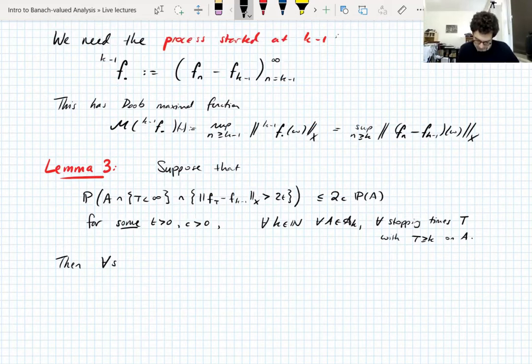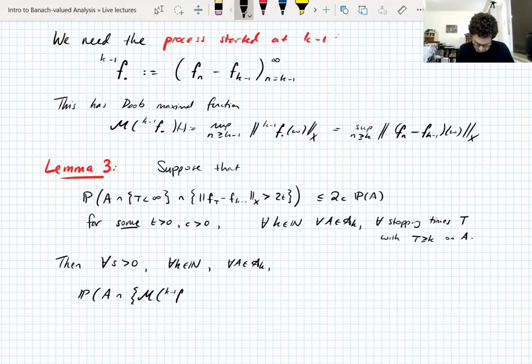Then what do we get? We get for all s greater than zero, for all k in N, and for all a in A_k, a new estimate, estimates upon estimates, except this is an estimate for the super level set of the maximal function of the process started at k minus one. We have s plus 2t. So t is the scale we assumed had this estimate.